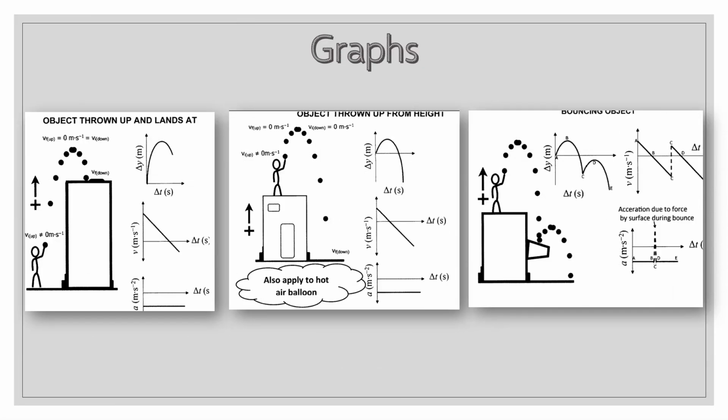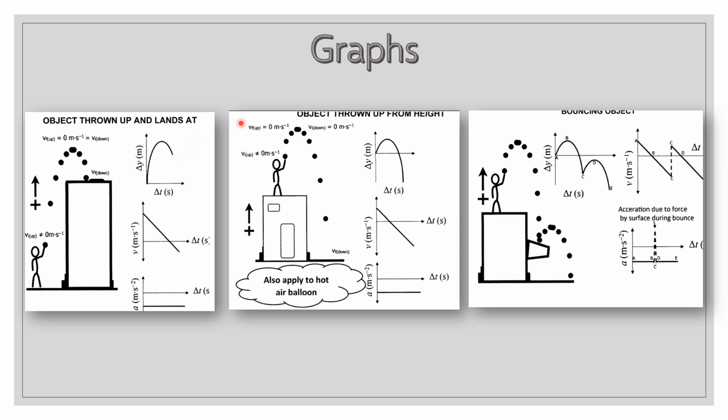The next scenario is when an object is thrown up and lands at a specific point, which in this case is a bowling. All these scenarios are upwards taken as positive. You will start with your initial velocity being 0, and at maximum, your velocity will also be 0, until it lands at the point. Here are the three graphs again.